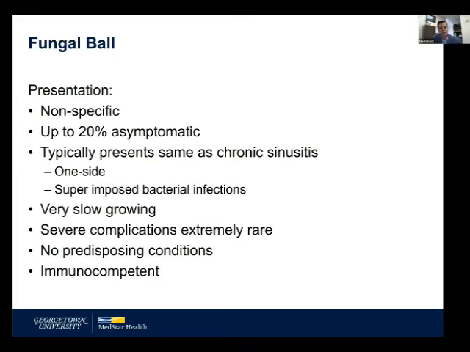They're very slow growing. Severe complications are extremely rare, though they can occur secondary to compression of surrounding structures, notably in the sphenoid sinus. And there are no predisposing conditions; these are immunocompetent people that get this.